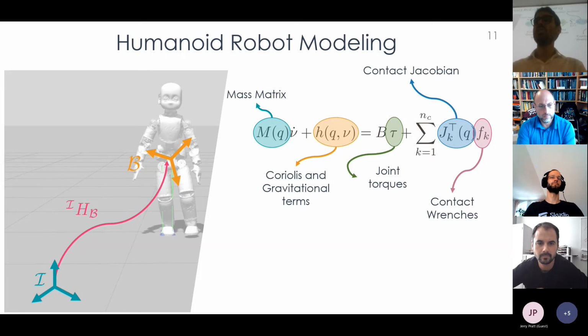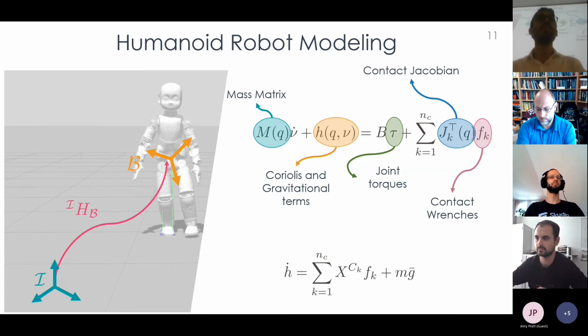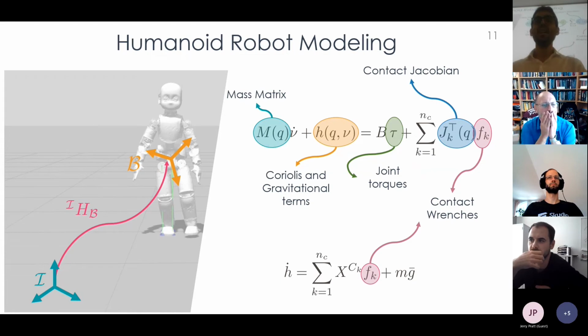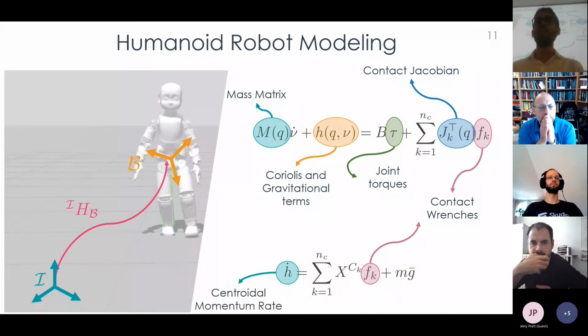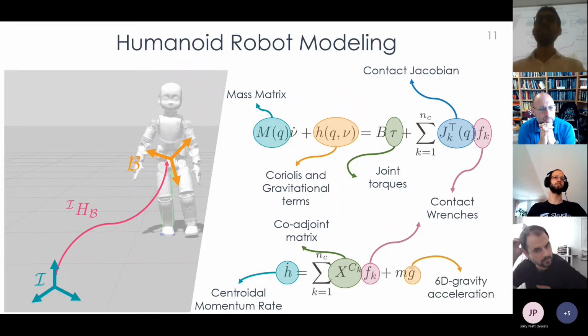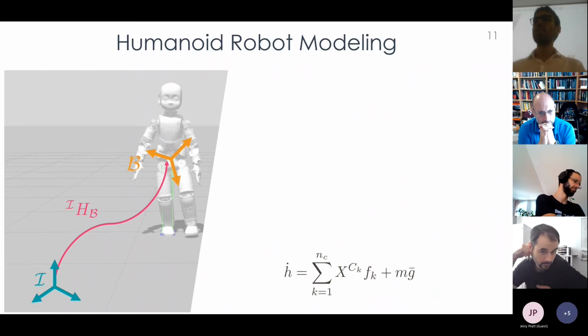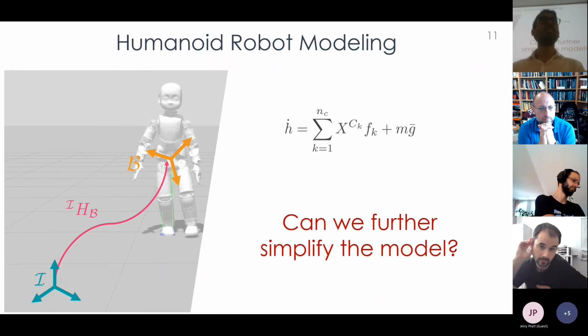So starting from this equation, we can extract the so-called centroidal dynamics, that in the end is just the center of mass dynamics and the angular momentum dynamics. And thanks to Newton's law, we know that this centroidal dynamics depends mainly on the contact forces. Here, H dot is the centroidal momentum rate of change, and X is the so-called coadjoint matrix, a matrix that allows us to convert a force expressed in a frame into the centroidal frame. And finally, G bar is the gravity acceleration. So a question here is, can we further simplify this kind of model?